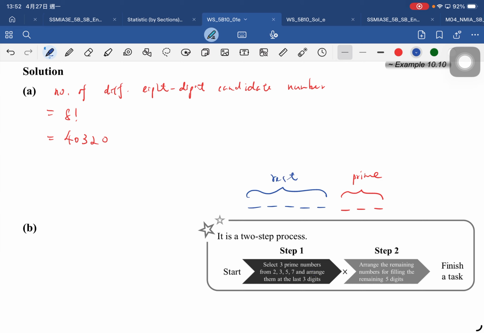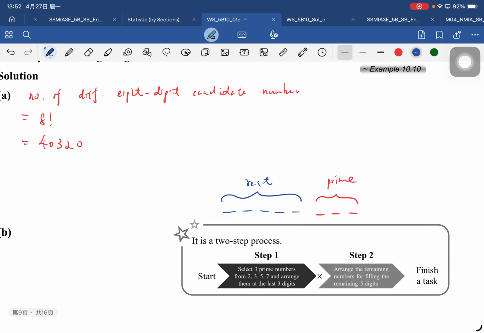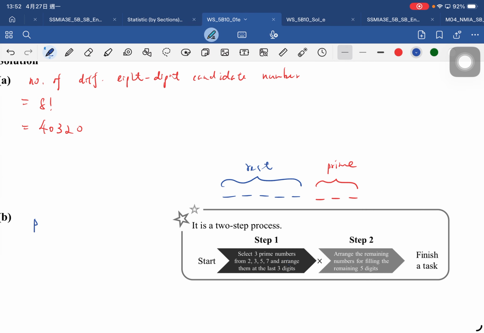The first step, select 3 prime numbers from the prime numbers amongst these 8 digits. So it includes 2, 3, 5. One more should be 7. That means in these 4 digits, you select any 3 of them and then arrange them in these 3 positions. Once you have selected 3, how many digits are left? 5. The rest of the digits need not be selected, but you should arrange them. That means 5P5 or 5 factorial.